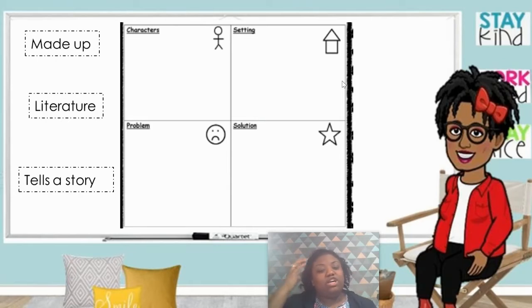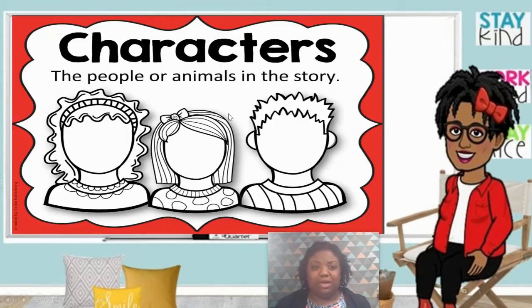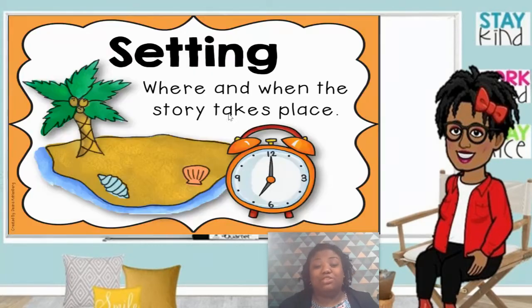So as we read today, we're looking at characters, setting, the problem, and the solution. Let's take a look at what each of these features mean. The characters of the story are the people or animals in the story. The setting is where and when the story takes place. Time, place.